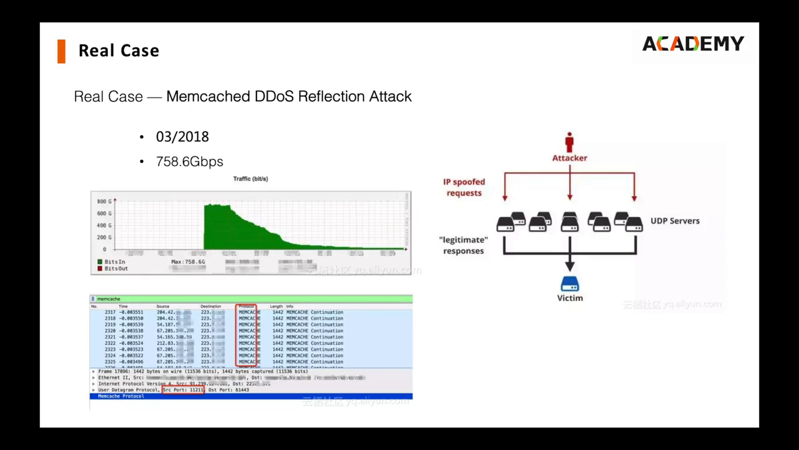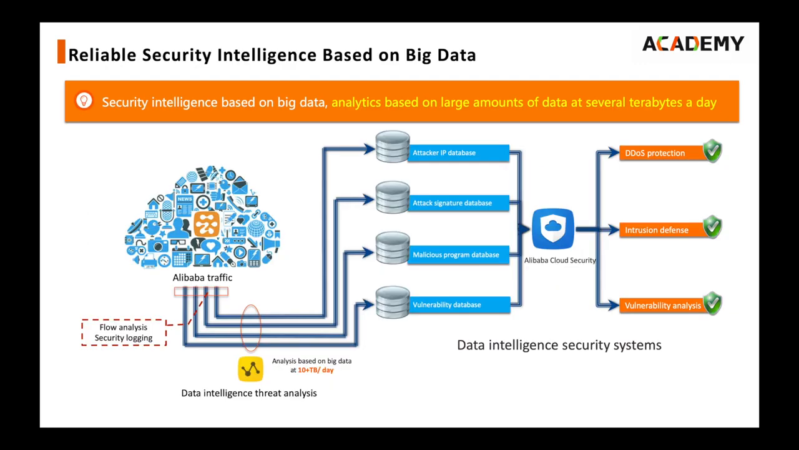Of course, by today's standards, 758 gigabits per second is still large, but we do routinely now see attacks over 1 terabit per second. So an important part of having a reliable anti-DDoS service is analyzing incoming traffic and looking for patterns that might indicate an attack. This is really the most difficult part of providing DDoS protection, and this is something that Alibaba does well. We analyze more than 10 terabytes worth of logs and network traffic per day.